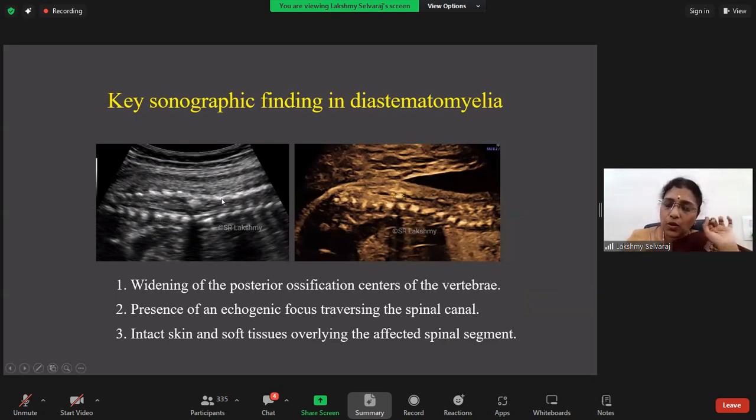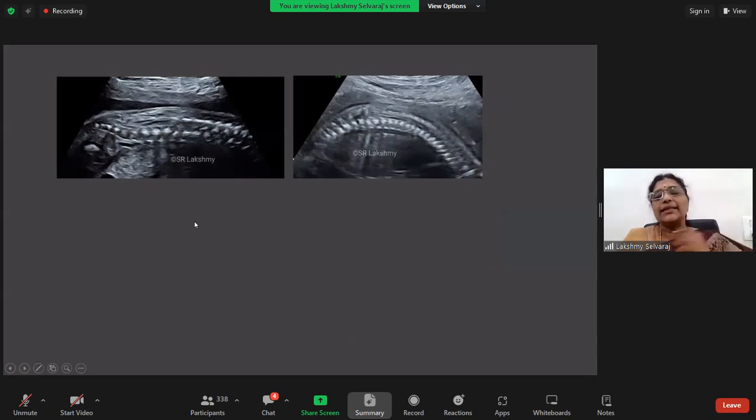In the coronal section only we will have a clue for diastematomyelia, and the first sign you see here is the presence of an echogenic focus traversing the spinal canal, and you have widening of the posterior ossification centers of the vertebra, and you will have intact skin and soft tissue overlying the affected spinal segment. And you can see the bony spur in the sagittal section. In the coronal section it is clearly evident, and the widening of the spinal pedicles is more evident in the coronal section.